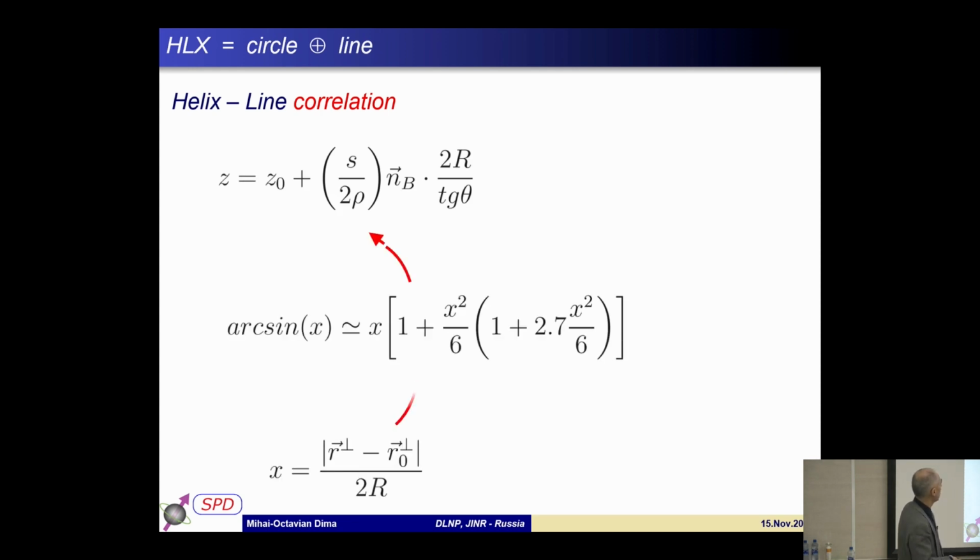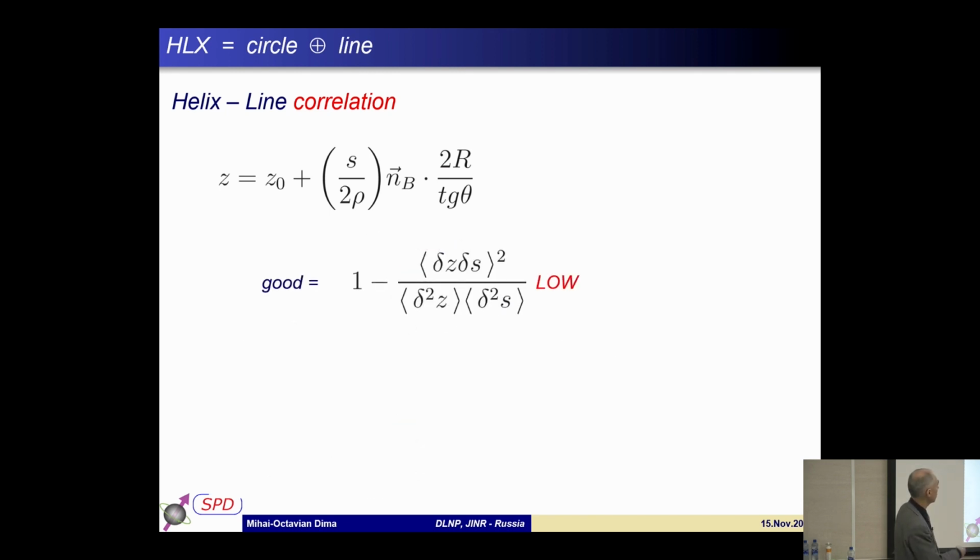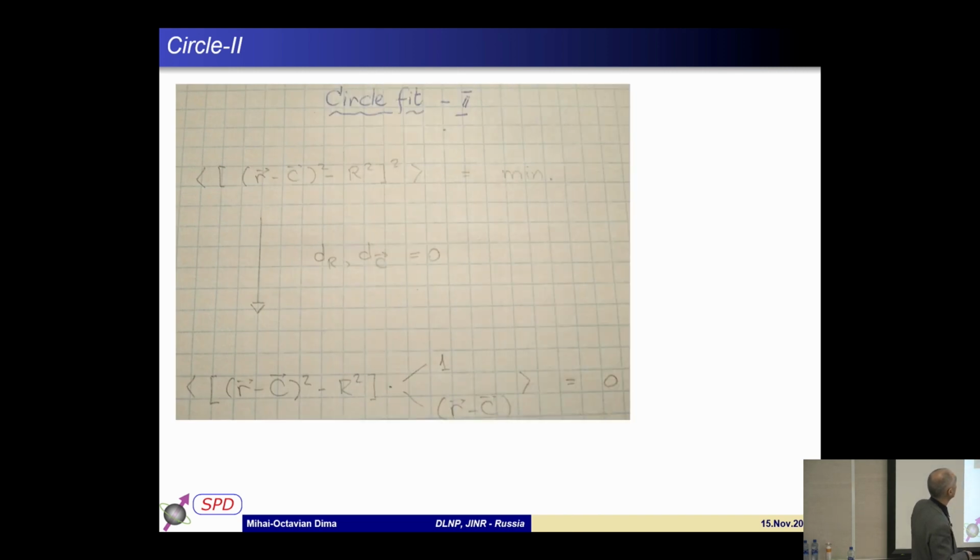So, as I say, you take this thing, you find your x, you put it into the arc sine, and you go there and you check. Okay, this is very fast. That's the whole point of the exercise, and you check if this is good, if this chi-squared divided by the variance of z. Okay, and that conditions the helix line correlation.